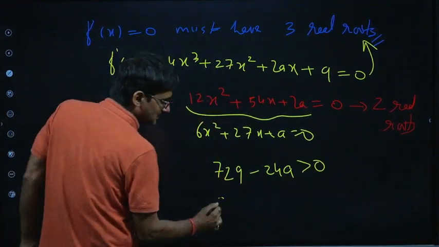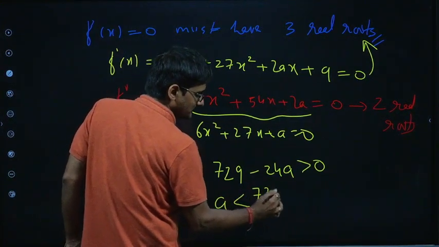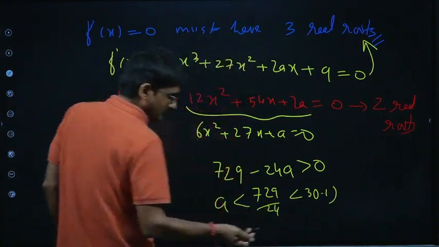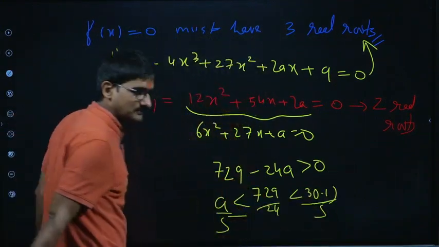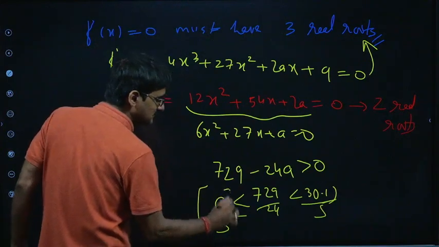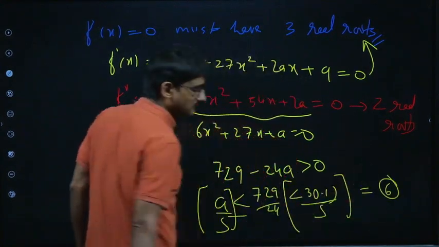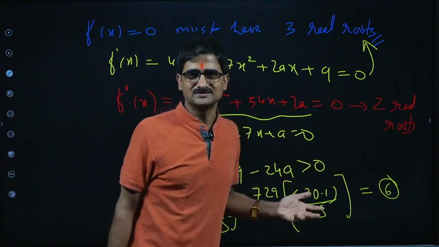Okay, so that means a should be less than 729 by 24, so less than 30 point something. Okay, so the maximum, a by 5 is less than 30.1 something by 5, so the greatest integer. So the maximum value of greatest integer can be 6, nothing beyond it, the maximum possible value. See, they ask you the maximum possible value.